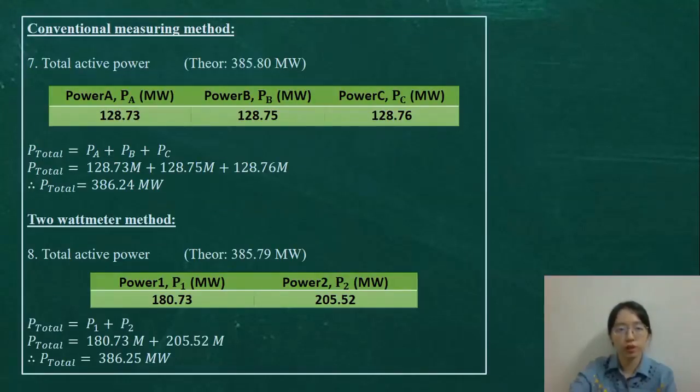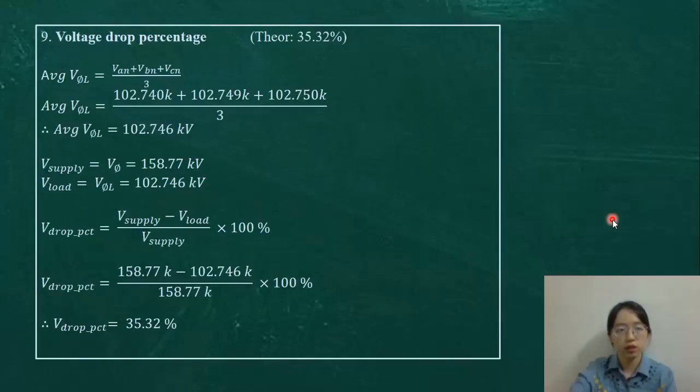The conventional measuring method, we need to obtain 3 powers and then add up, and then we get 386.24 megawatts. The next method, 2 wattmeter method, we obtain 2 powers and then add up, we get 386.25 megawatts. It's not different greatly, it's just different by 0.01 megawatt. The last one is for the voltage drop percentage. The phase load voltage is not the same, so we need to find the average and then substitute inside the formula. We get 35.32%, which is exactly the same as the theory.